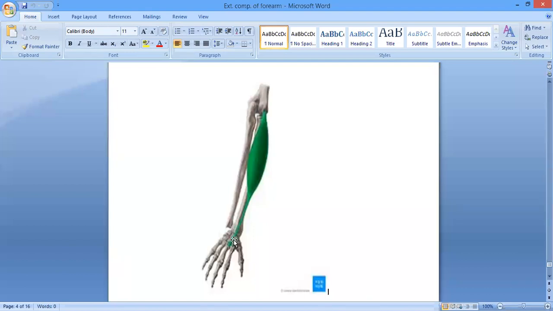Whereas the abduction is performed again by two muscles. How does the lateral movement happen? Which muscles perform abduction? Flexor carpi radialis and the extensor carpi radialis longus and brevis. Okay? So we are finished with the superficial muscles of the extensor compartment, and in the next class we will be talking about the deep muscles and the nerve and the artery of the compartment, and we are going to finish that. Okay?